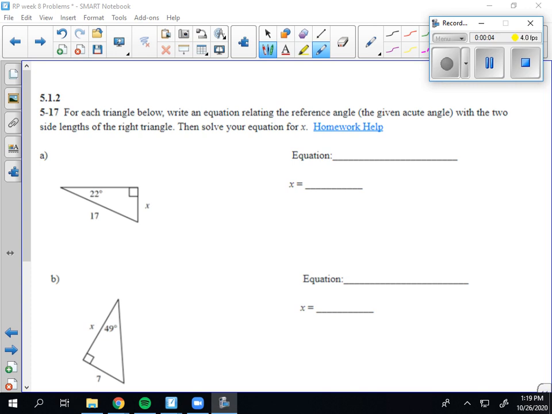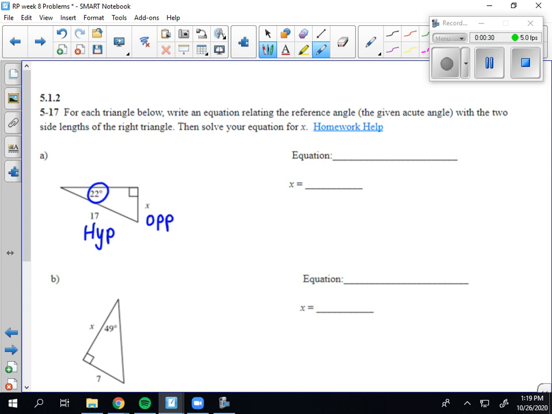All right, this is problem 517 in week number 8, review preview. For each triangle below, write an equation relating the reference angle, the given acute angle, with the two side lengths of the right triangle. Then solve your equation. So here's my reference angle, and that would mean that I have been given the hypotenuse, and I want to find the opposite side length.